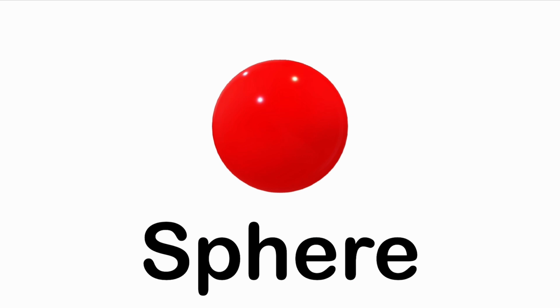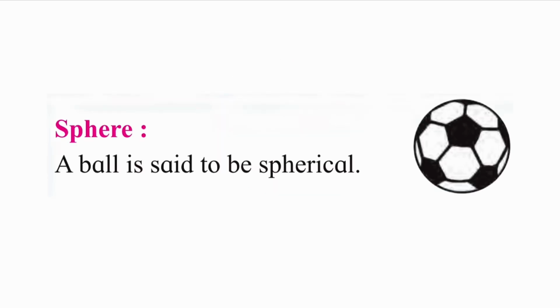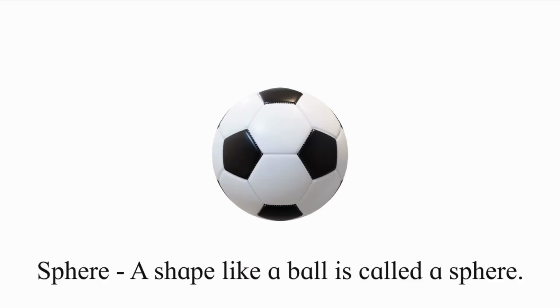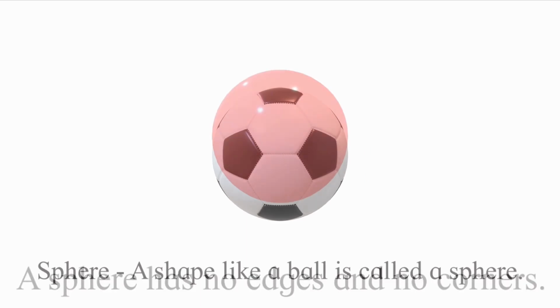My dear students, now we will learn about sphere. A ball is said to be spherical. Tell me, spherical. Repeat it. Spherical. A ball is said to be spherical. A shape like a ball is called a sphere.